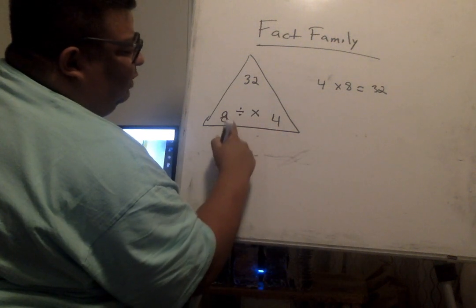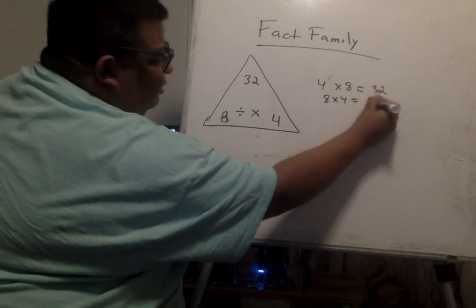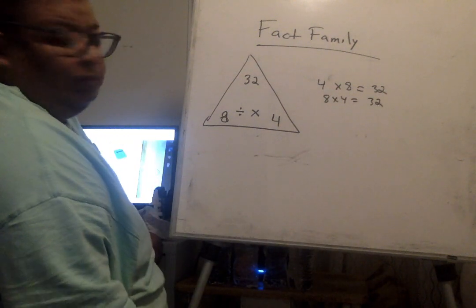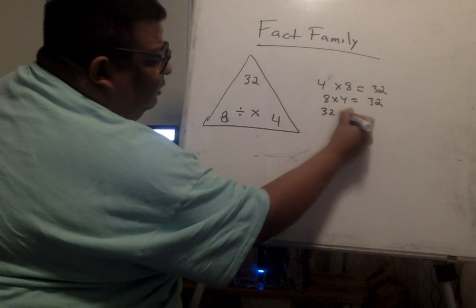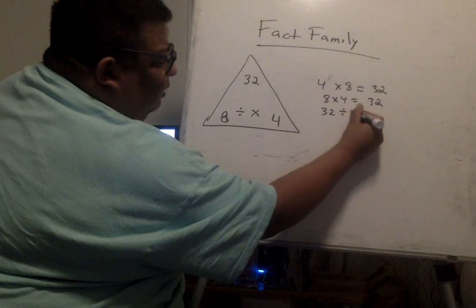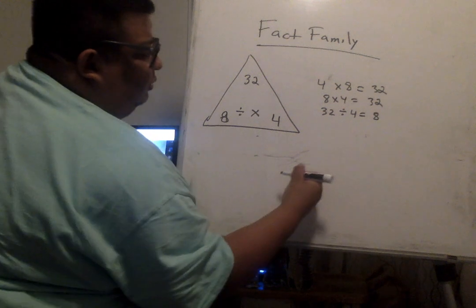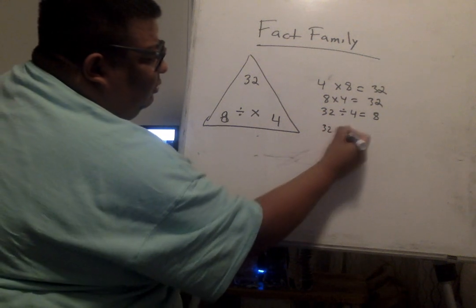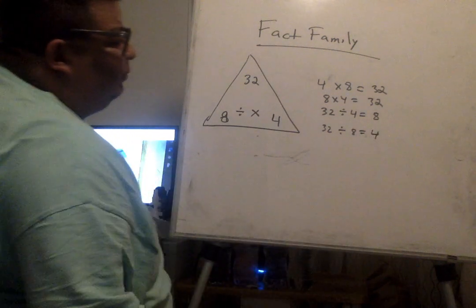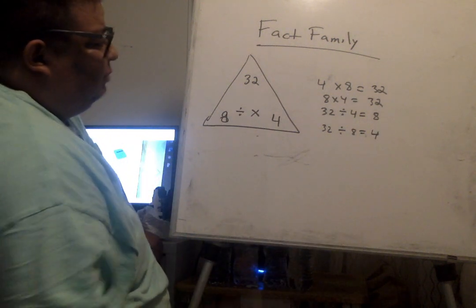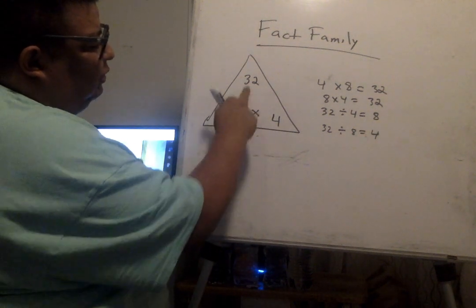And then what another fact can we find with 8 and 4? It's going to be a times 4 equals 32. And then another fact, it will be 32 divided by 4 is 8. And then 32 divided by a is equal to 4. So those are 4 facts about this triangle with operations, division, multiplication, a, 4, and 32.